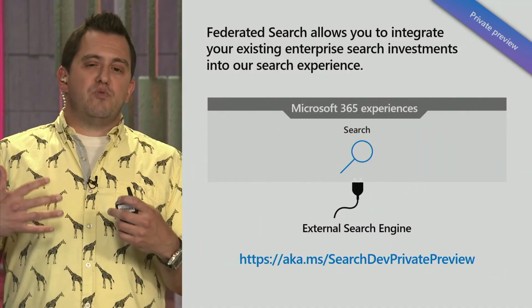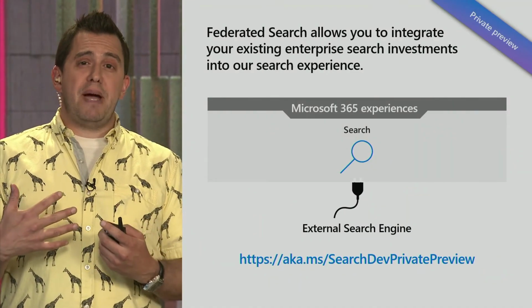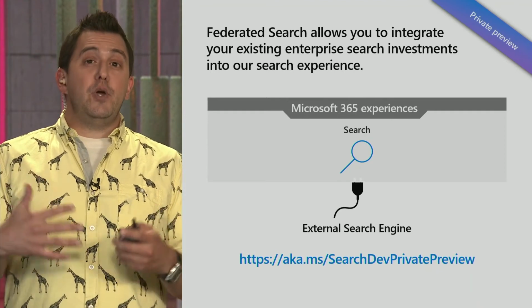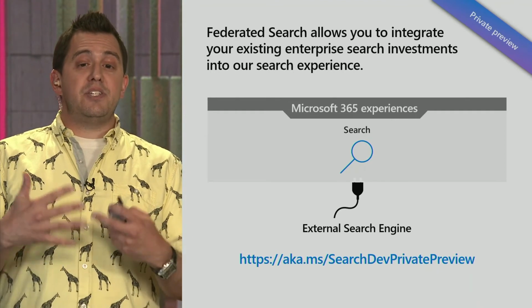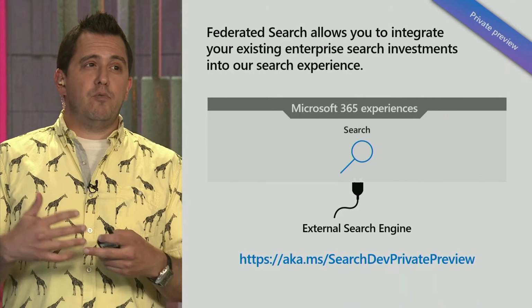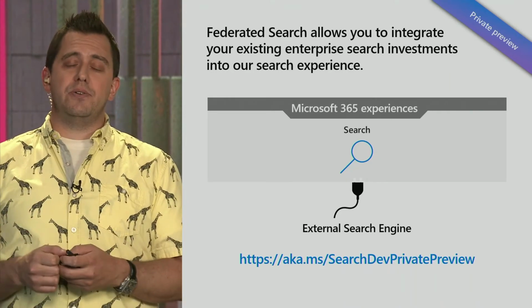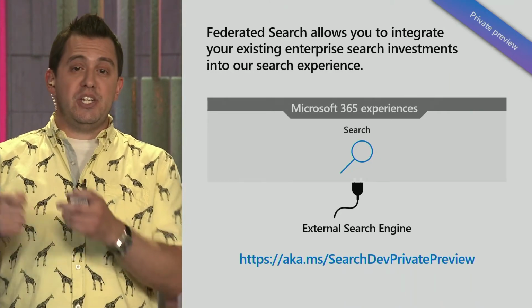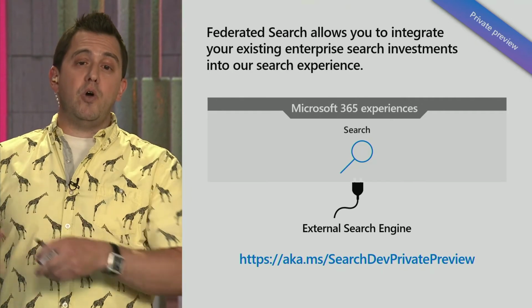Now, this is a great time to talk about a new feature that we're adding inside of Microsoft 365, which is called Federated Search. Federated Search is really just our understanding from hearing feedback from you about the fact that you have your own investments inside of enterprise search. And rather than connect that content into the experiences, you can actually extend and federate to your own search platforms that you own.